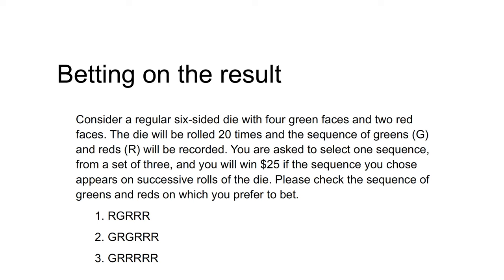1, R, G, R, R, R. 2, G, R, G, R, R, R. And 3, G, R, R, R, R, R. 65% of experimental subjects chose sequence 2. It appears more representative of a die with 4 green faces and 2 red faces. But note that 1 is contained within 2 and is strictly more likely. The fact that subjects are betting on the outcome should remove doubt about interpretation.